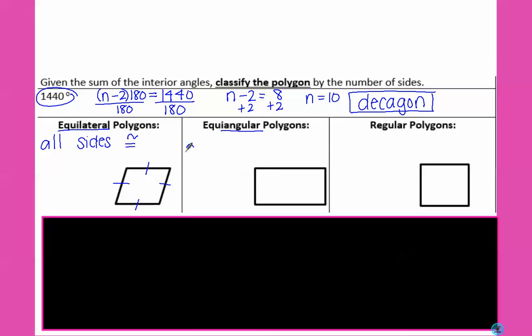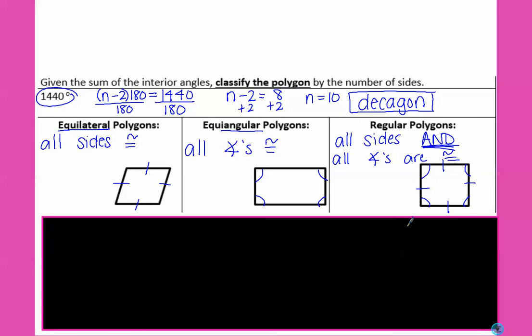Equiangular means all angles are congruent. So this one's the same as this one, which is the same as this one, which is the same as this one. Regular polygons are a combination of equilateral and equiangular. All sides and all angles are congruent. So this side, this side, this side, this side, this angle, this angle, this angle, and this angle. They're all congruent to each other.